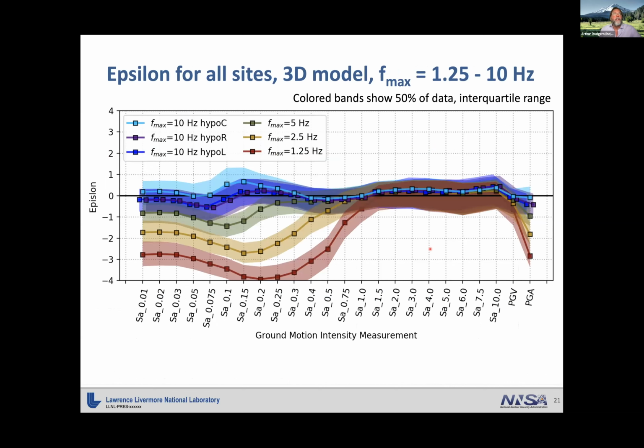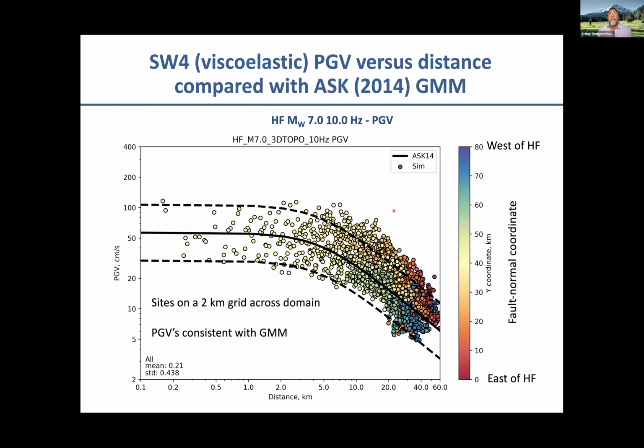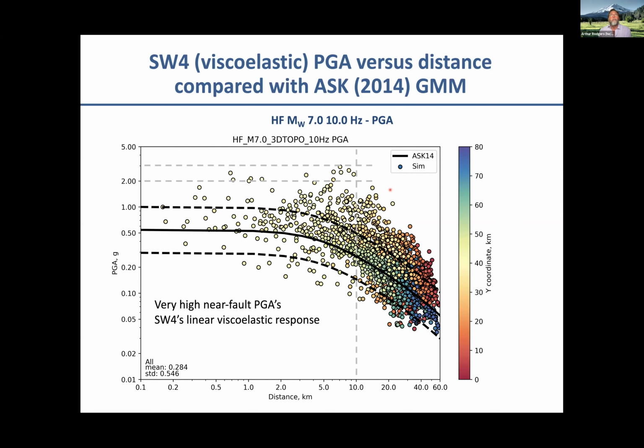As we increase frequencies across the band, looking at epsilon values, the red shows a simulation that's valid to 1.25 hertz, the yellow for 2.5, the green for 5 hertz, and there are 3 simulations at 10 hertz. We see that we bring the epsilon values in line with 0, indicating that on average, median, the simulations are unbiased, but that doesn't necessarily mean that they're true. Looking at PGV across the domain, we see very good agreement with, in this case, ASK. But if we look at PGA, we have very large accelerations at short distance.